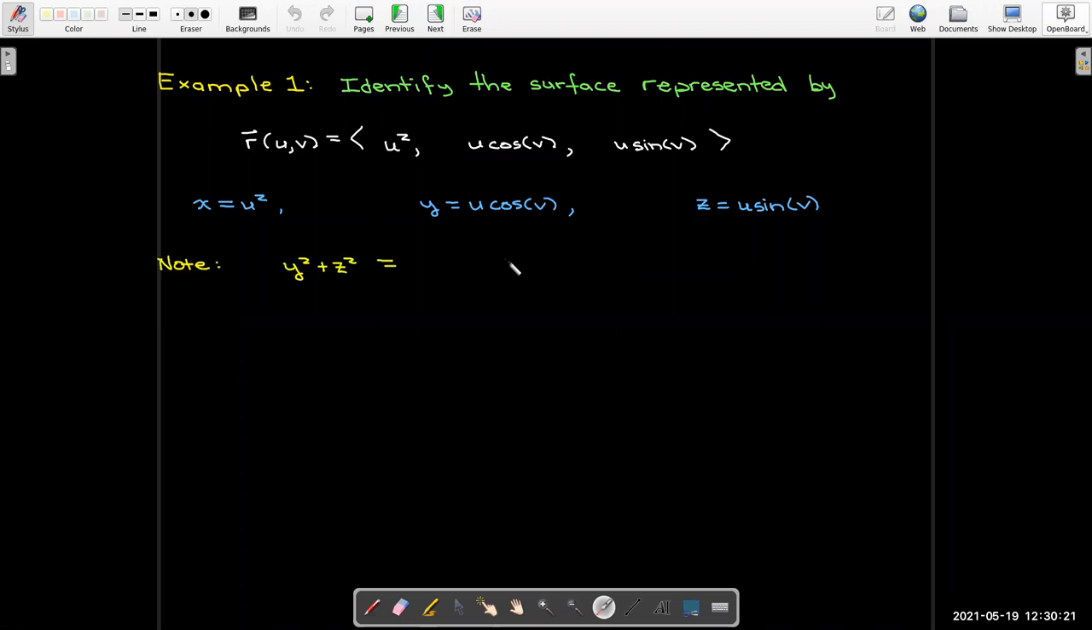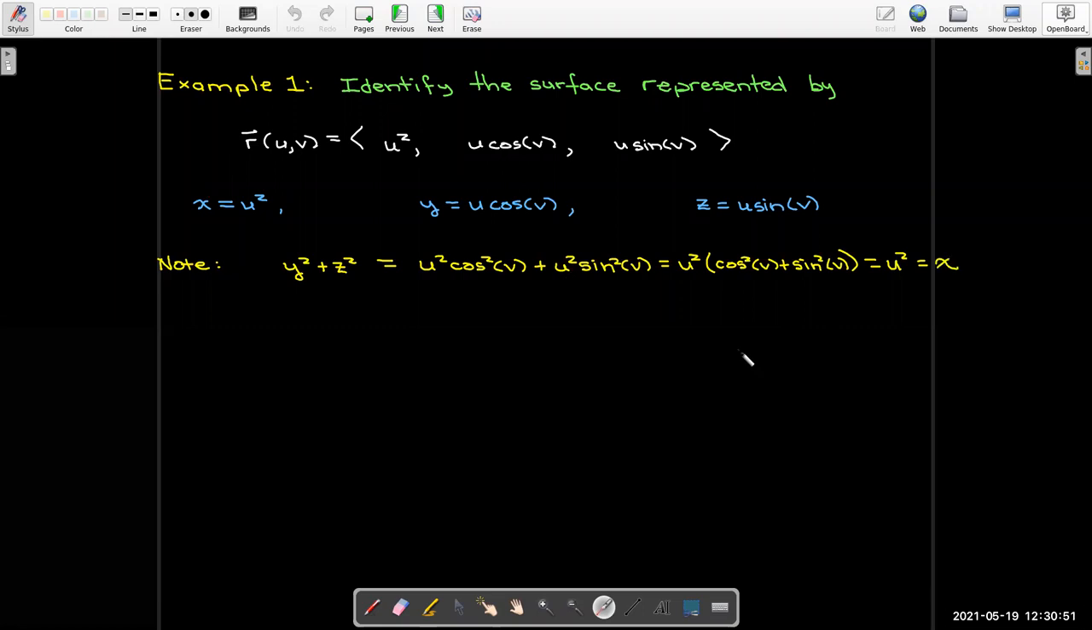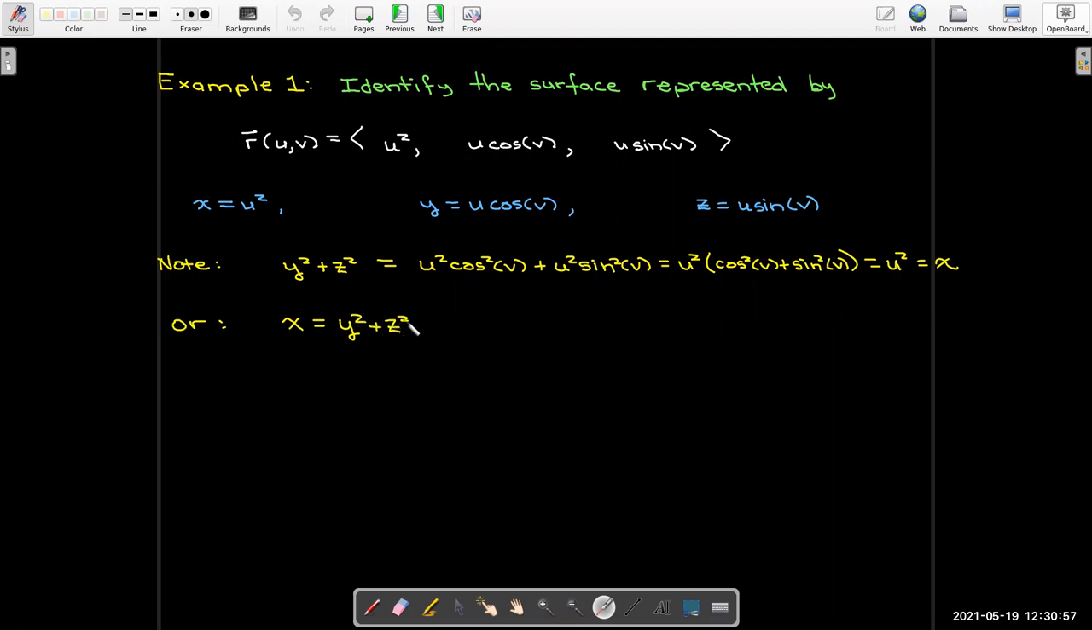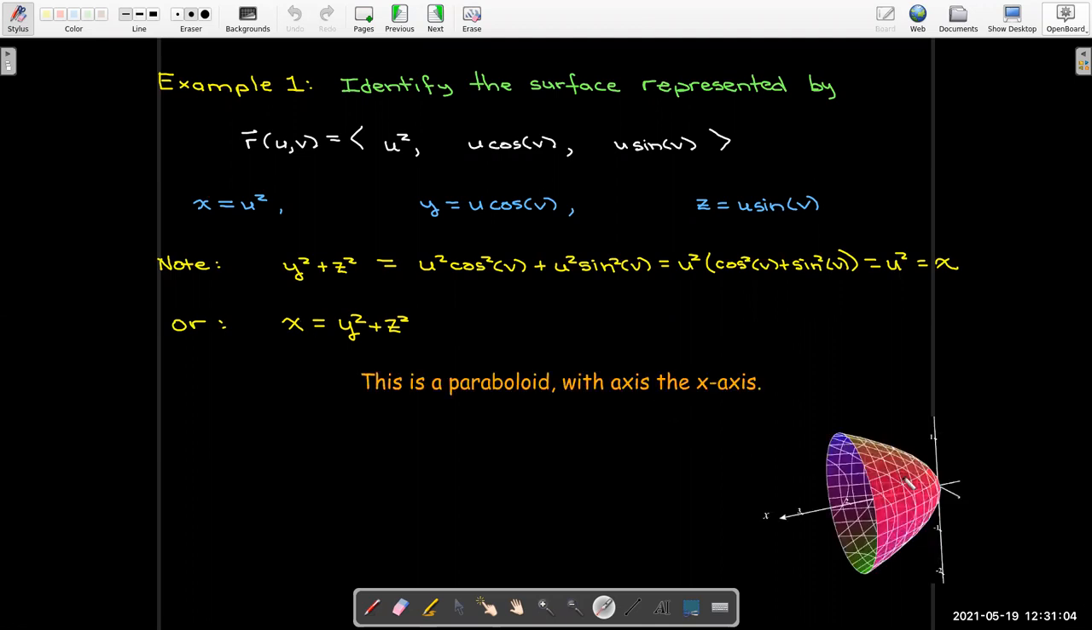Well, in this case, if I take y squared plus z squared, I'll get u squared cosine squared v plus u squared sine squared v. Let me factor out that u squared. What's left in parentheses is my Pythagorean identity. Cosine squared v plus sine squared v equals 1. So really all that is u squared. But what is u squared in this parametric representation? U squared here is x. So this would mean that x equals y squared plus z squared. And we should recognize that as being a paraboloid. The axis of the paraboloid is the positive x-axis.